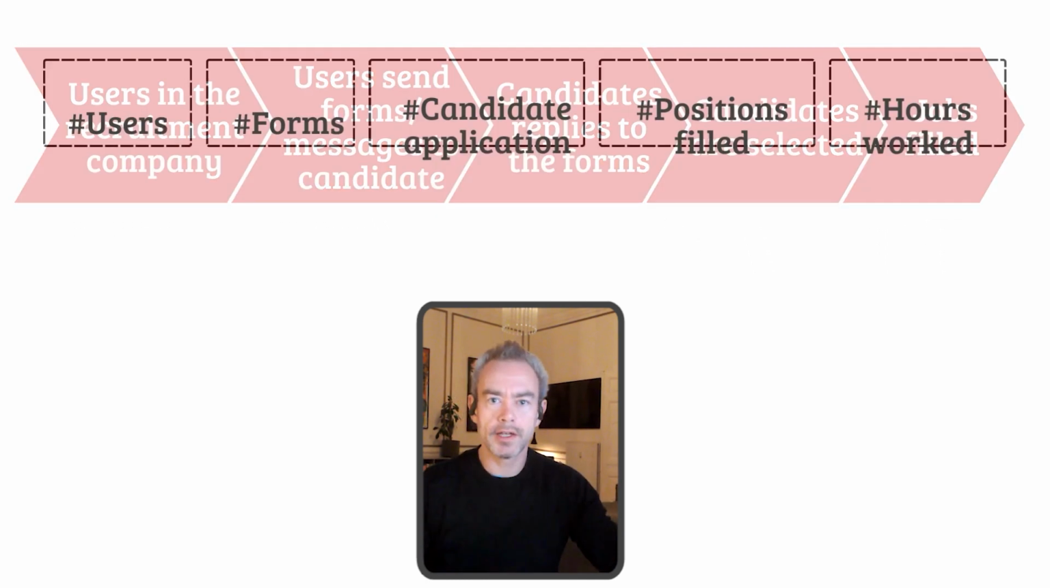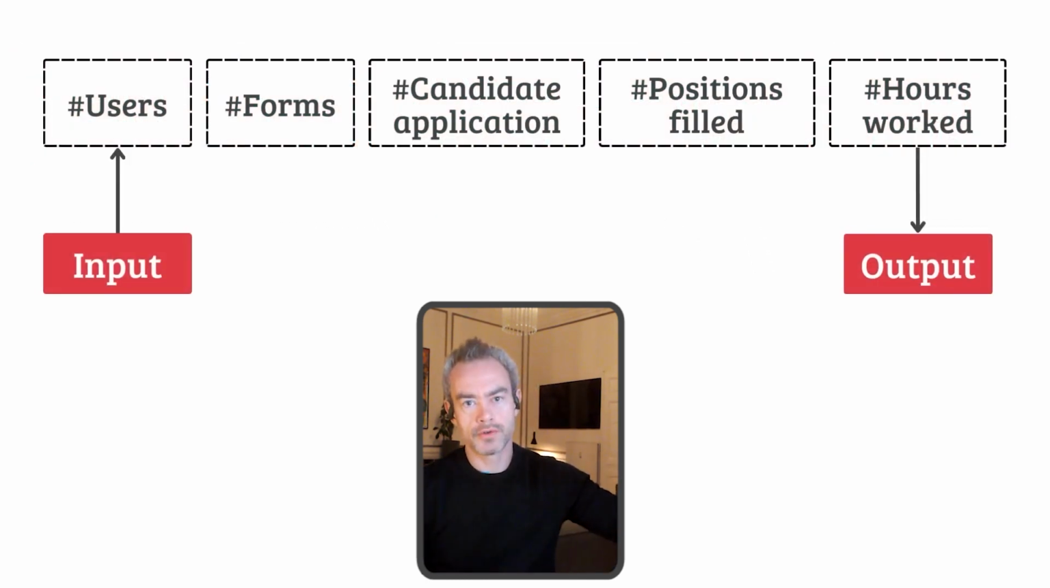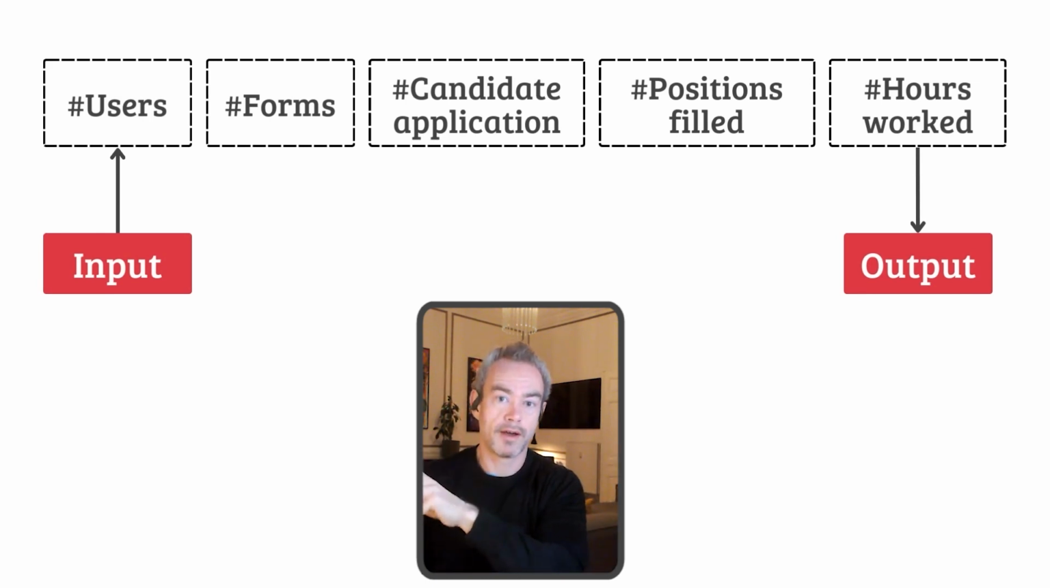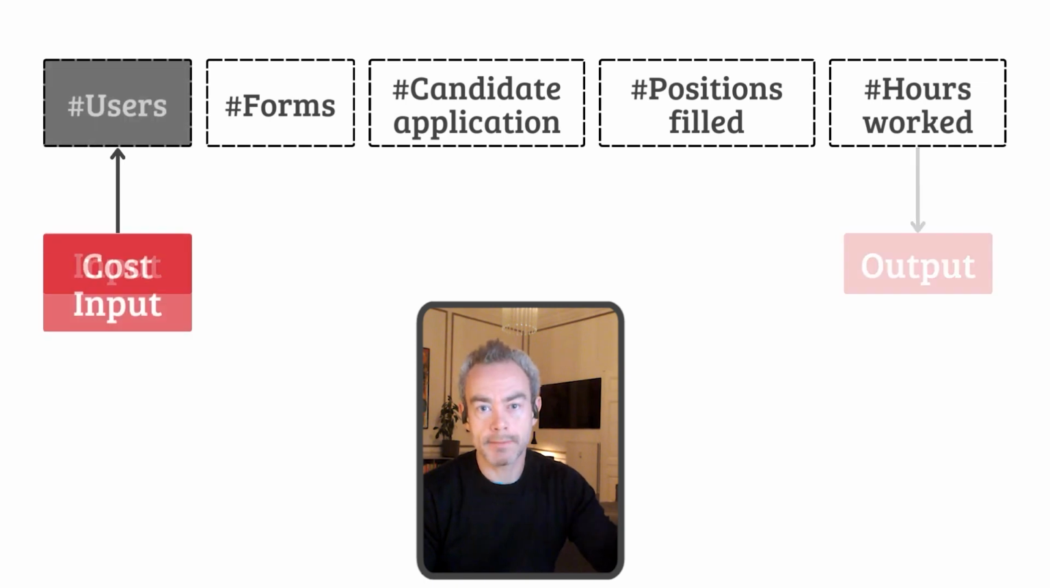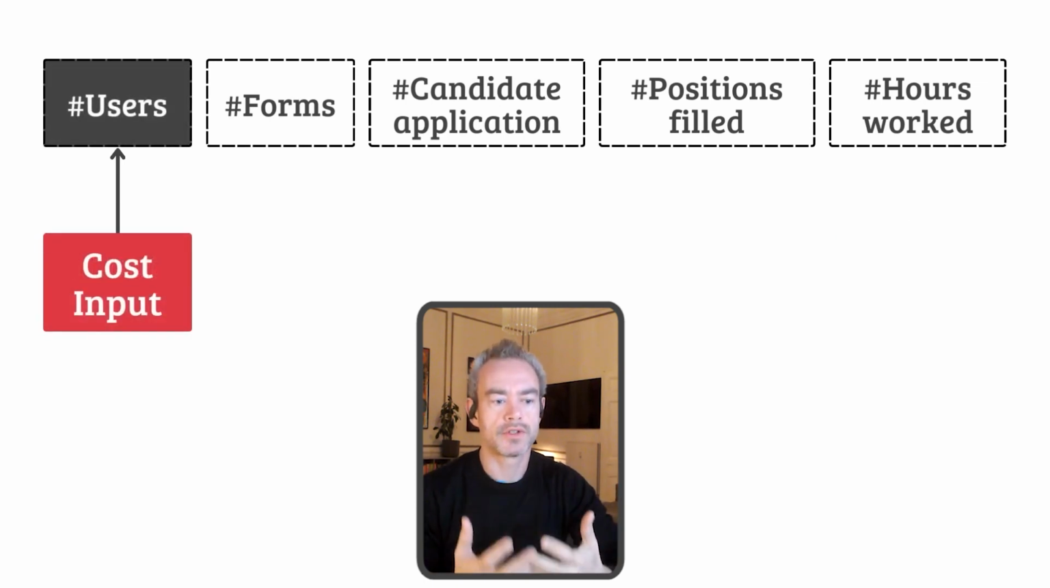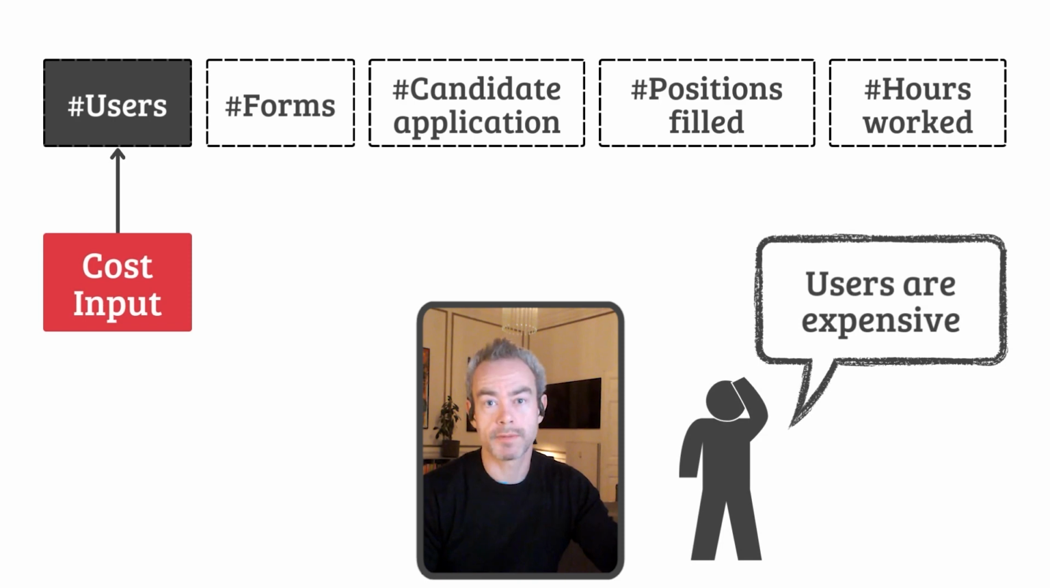So again, we have a value creation process with an input, users that go through number of forms, number of candidates, number of replies or touches, or let's say interactions with candidates, and then finally into hours worked and money made. That's the output. If we pick a pricing metric that measures something at the beginning of the customer's value chain, we are going to be seen as a cost input. So the customer is going to assume that, okay, we are making users more expensive.